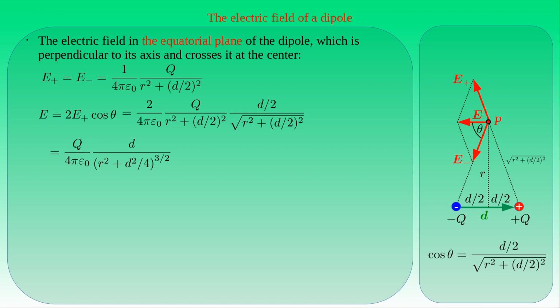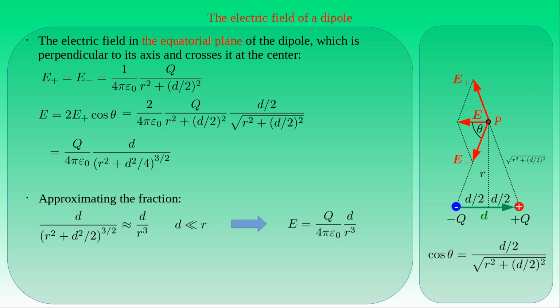If we assume that the distance r of the point P from the center of the dipole is much greater than the distance d, we can approximate the fraction with the ratio of d to r cubed. Then the electric field can be written as q over 4 pi times epsilon naught, times d over r cubed.